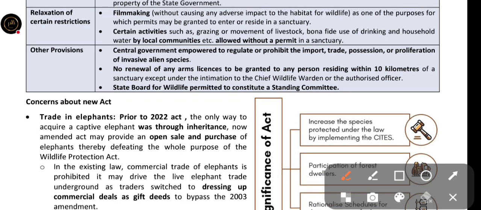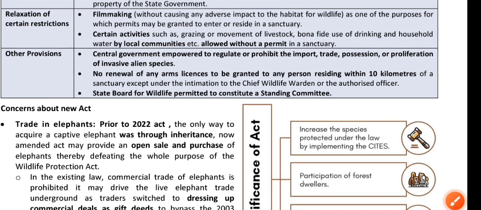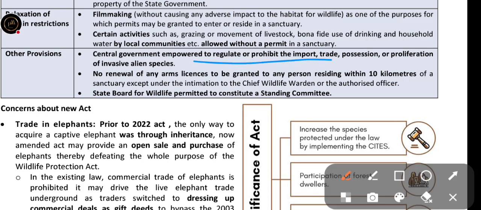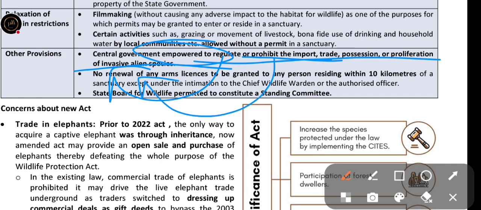Okay, and certain activities such as grazing or movement of livestock, bona fide use of drinking and household water by local communities, etc., are allowed without a permit in a sanctuary. And among other provisions, the central government is empowered to regulate or prohibit the import, trade, possession, or proliferation of invasive alien species. So you should remember this: the central government is empowered to regulate and prohibit invasive alien species.